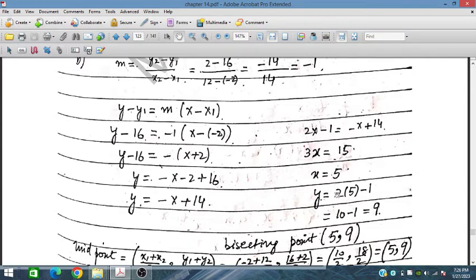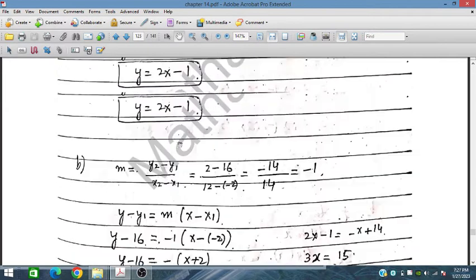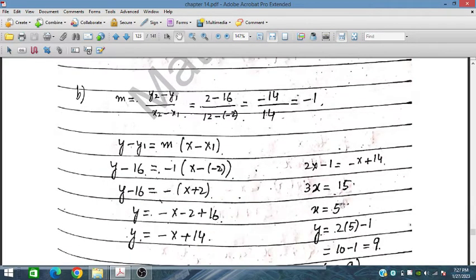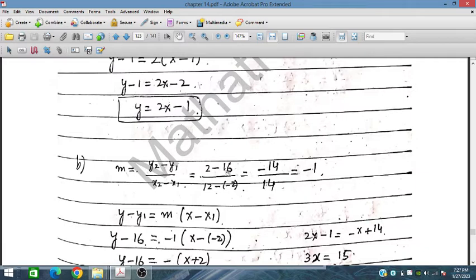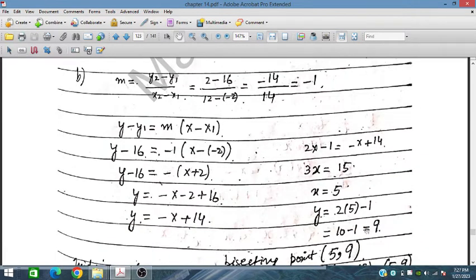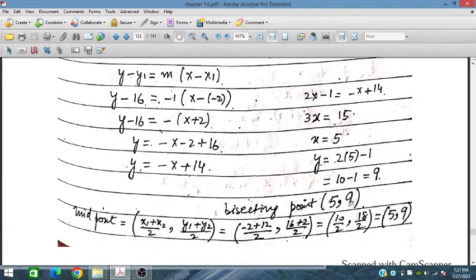So x is equal to 5, and y, by placing it in any one of the equations, we have placed it in this equation. The value of x here is 5, and y is obtained as 9. So the bisecting point is (5, 9). The midpoint is (x1 plus x2) upon 2, (y1 plus y2) upon 2. We place the values of x1 and y1 here, and we see that the same point is obtained.